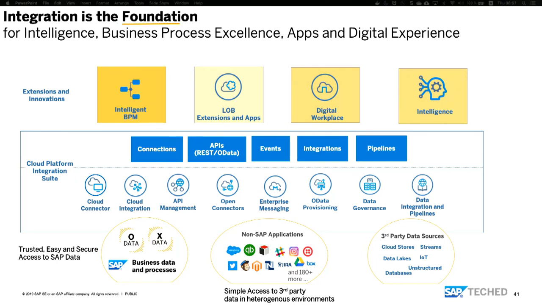The SAP Cloud Platform Integration Suite allows you to get trusted and easy access to SAP, easy access to third-party systems, applications, as well as easy access to third-party data sources, like cloud stores, like IoT, unstructured data, databases, right? And it allows you to open up all of this as APIs, as events, as integrations, as pipelines for intelligent BPM projects, for LOB extensions, apps, innovations that you're building for digital workplaces, as well as for applying machine learning and intelligence on top. So that's the idea.